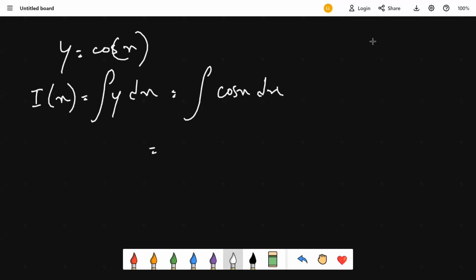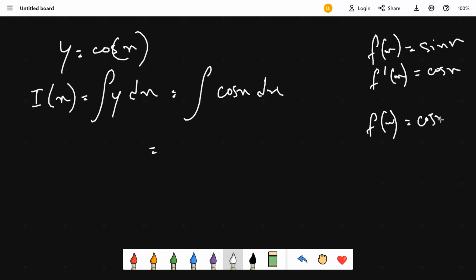We have earlier seen that if our function f of x is equal to sine of x, then differentiating, f prime of x, is equal to cos of x. Similarly, if we have a function f of x as cos of x, that means f prime of x is negative sine of x. So we use this concept to find the actual result.